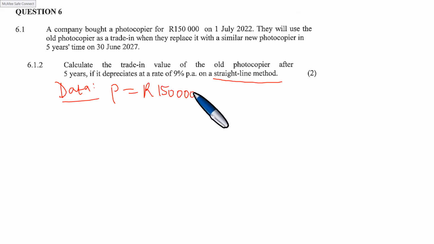Next, we have the rate of depreciation. It depreciates at 9% per annum. So this one is 9% per annum. 9% means 9/100 per annum, which is 0.09.